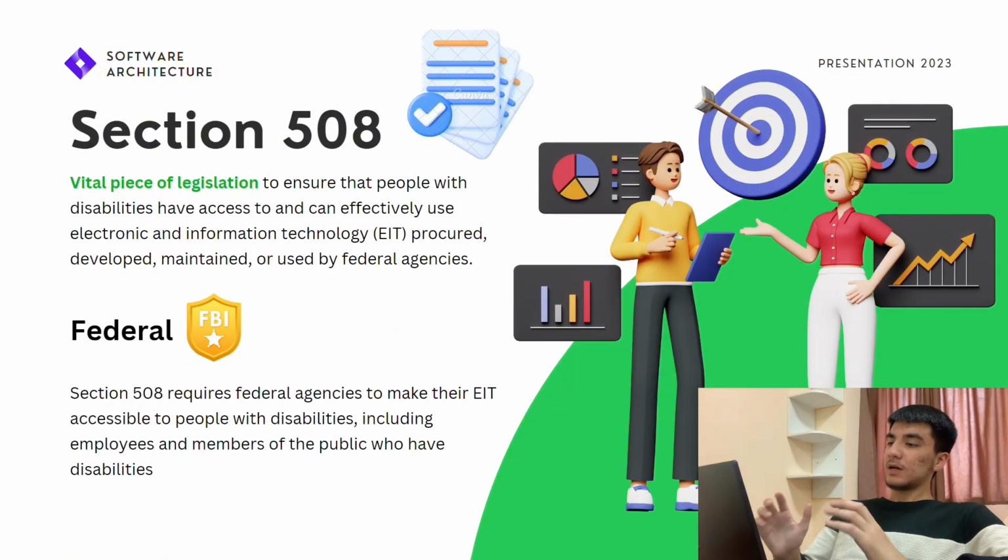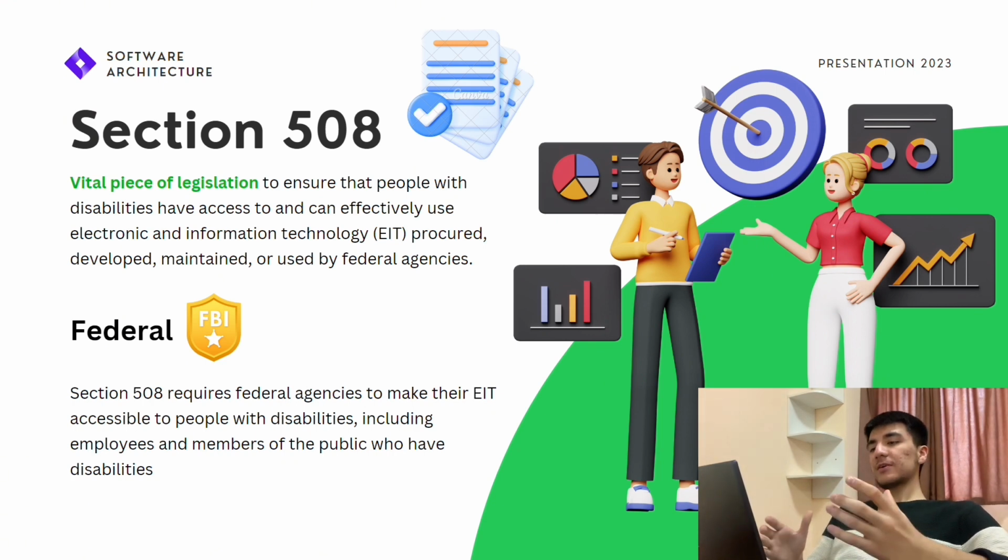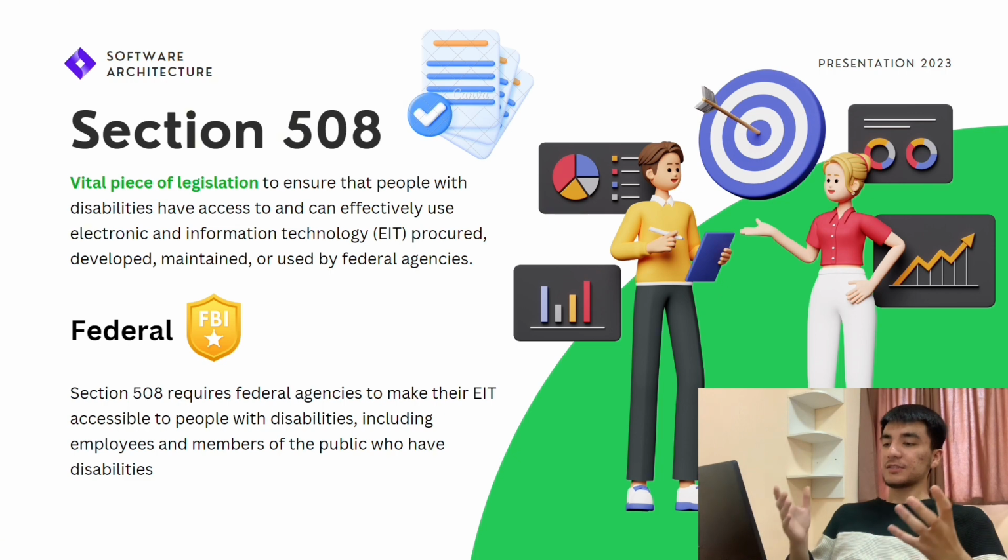Now, Section 508. This is a law in the United States that requires federal agencies to make electronic and information technology accessible to people with disabilities. So what does it mean? It means federal agencies have to make sure their websites, software, and other digital tools can be used by everyone, regardless of their abilities. This includes things like making sure websites can be navigated using just a keyboard, or providing alternatives for images and videos.